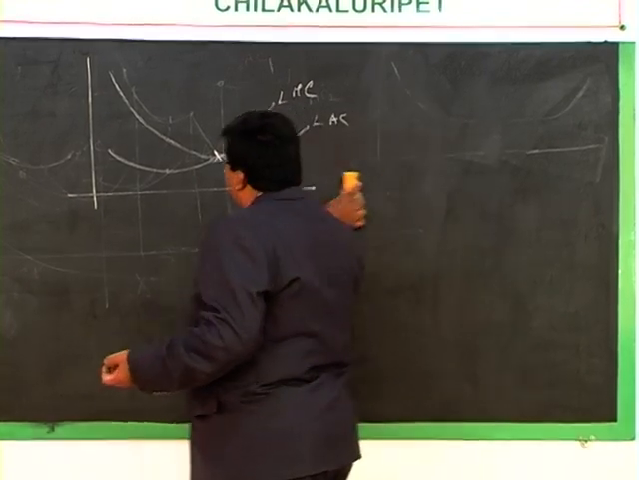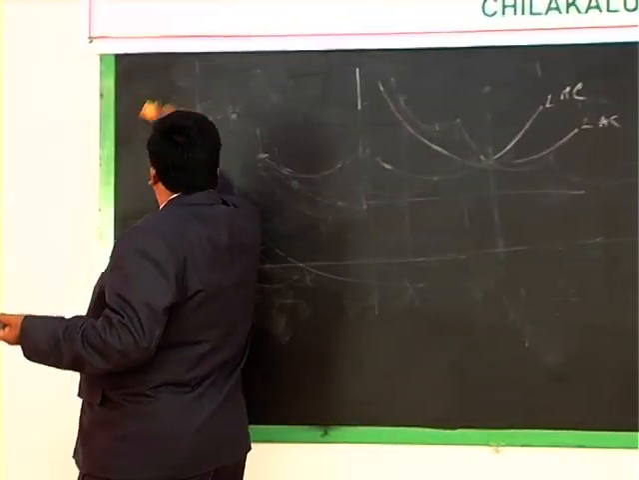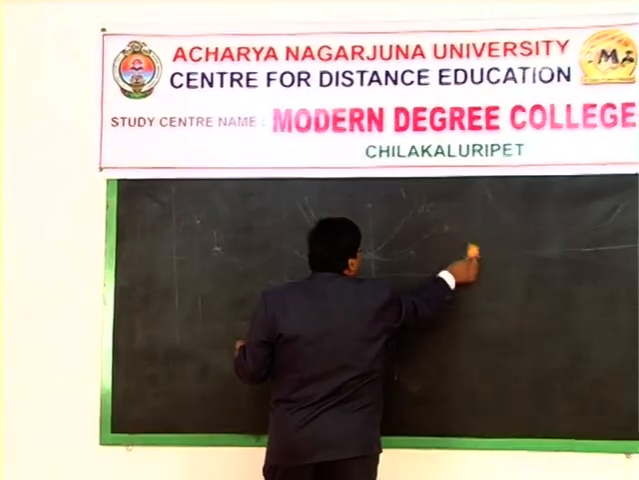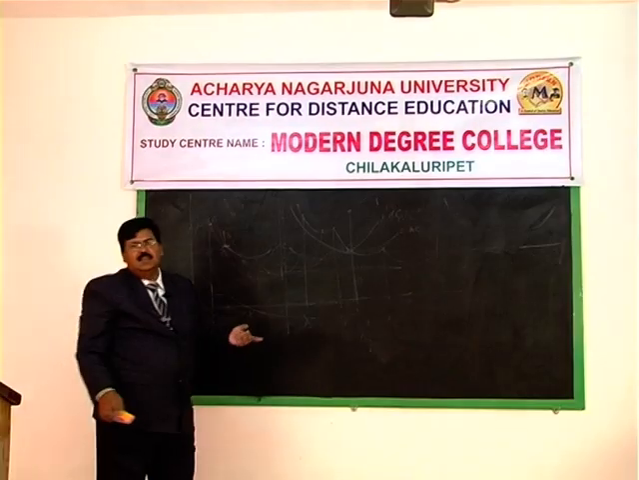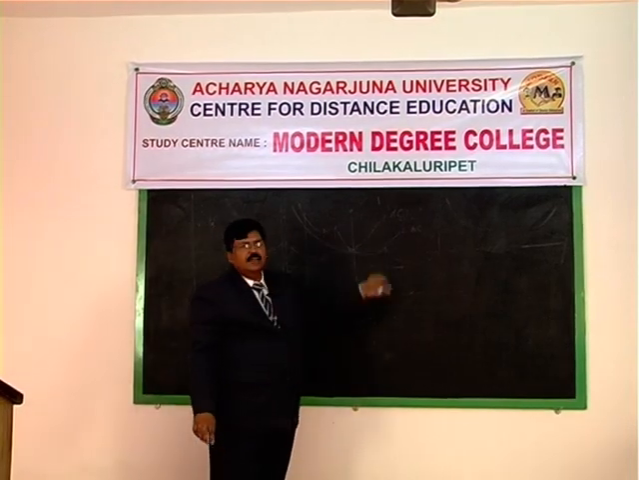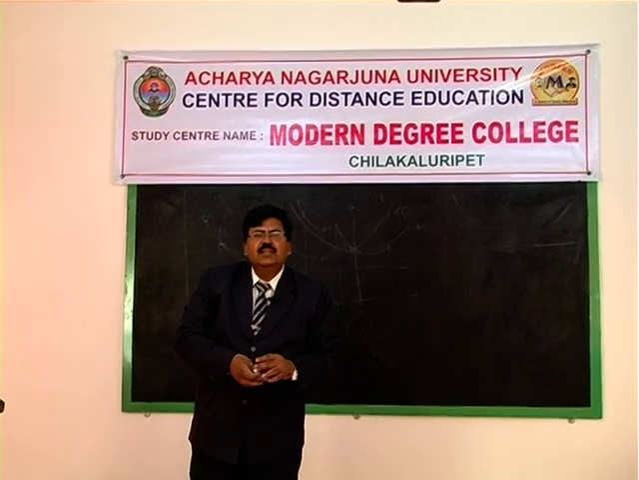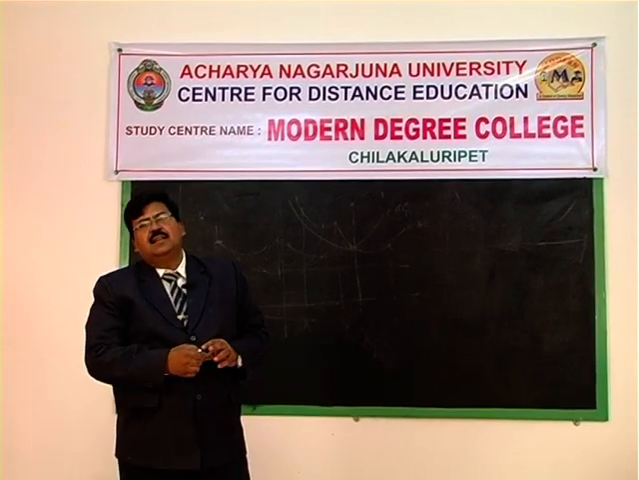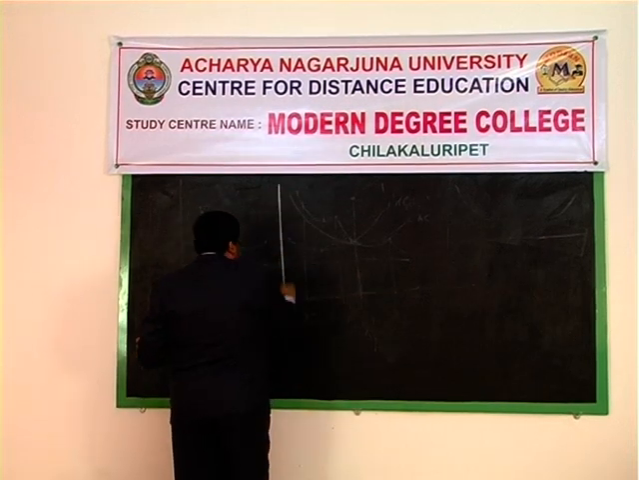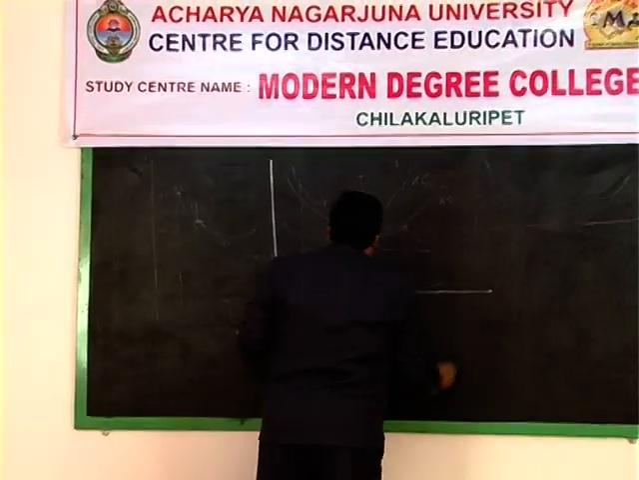Now, we can also explain the derivation of LMC. Those who want simple relations between LAC and LMC can present the shape of LAC and LMC like this. And if you want to derive long-run marginal cost, we can explain it with the help of the following diagram. That is the derivation of LMC.